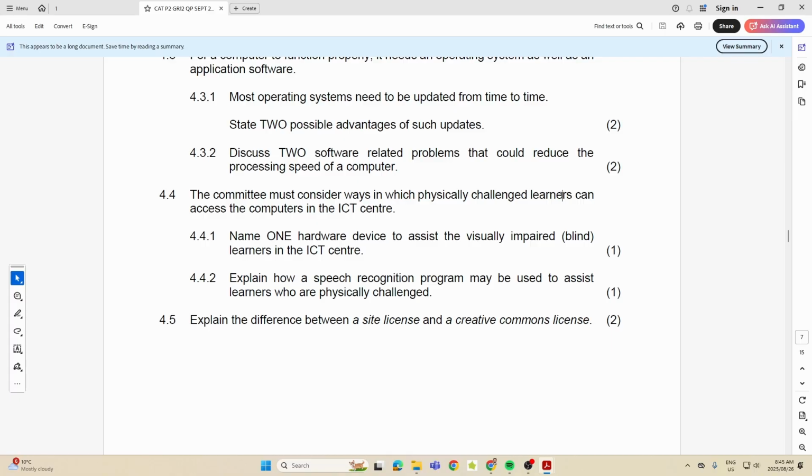They'll specify if it's anything further. Can access the computer centers. Name one hardware device. What is hardware? Physical things that we can touch and see. To assist the visually impaired or blind learners.